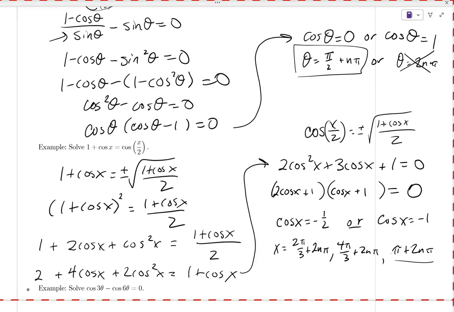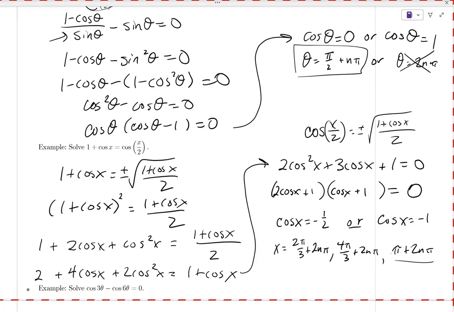If I take something where the lowest it can ever get is -1 and I add 1 to it, what's the lowest it can ever get? 0. So is the left-hand side ever negative? No. So over here, half of the solutions are going to be extraneous.